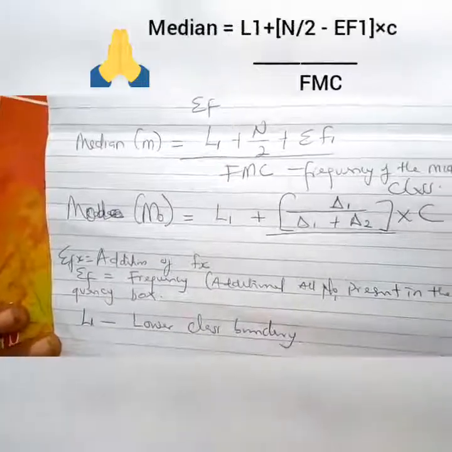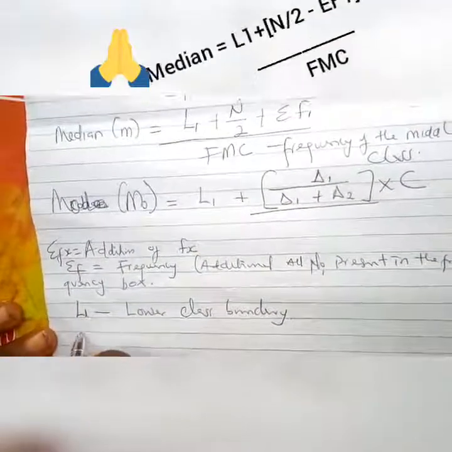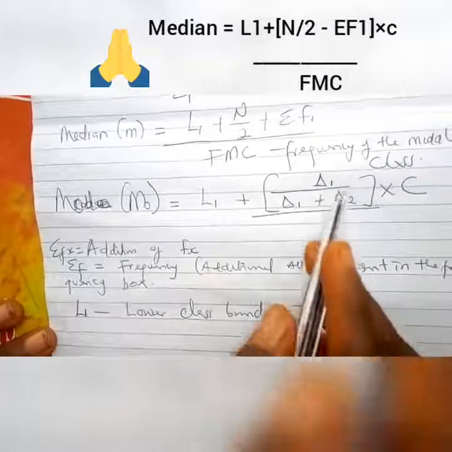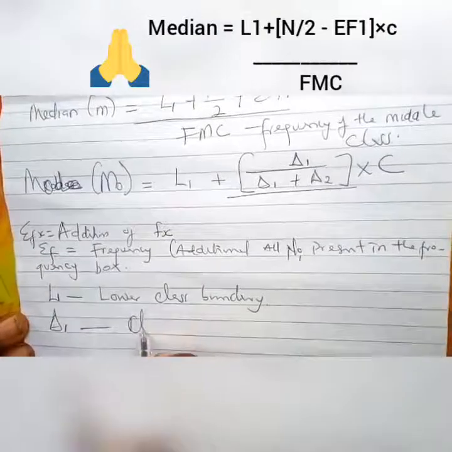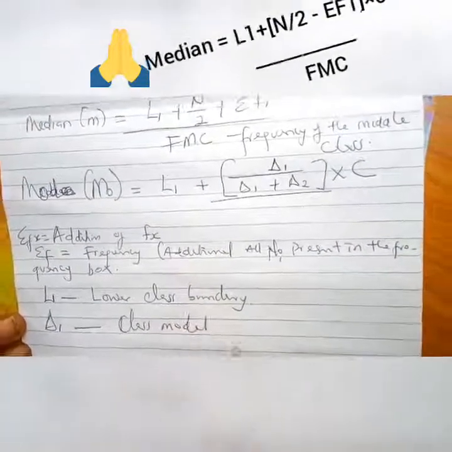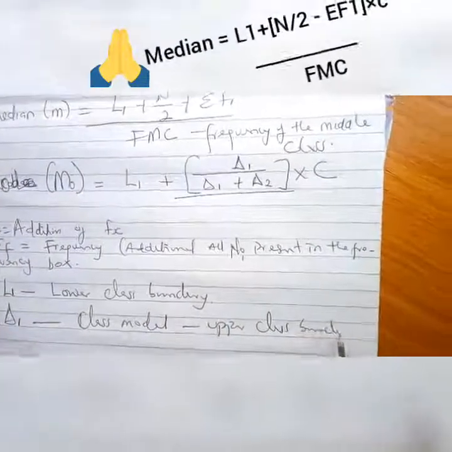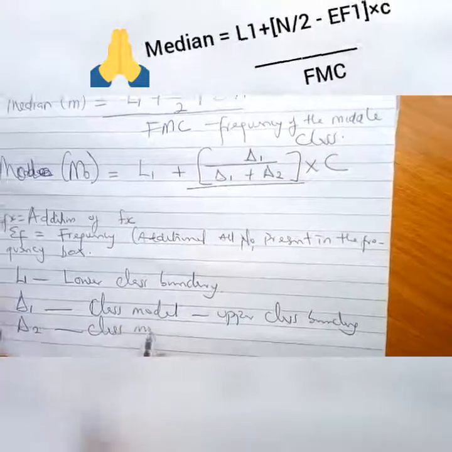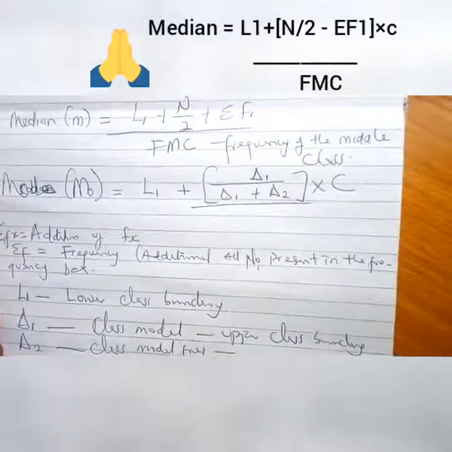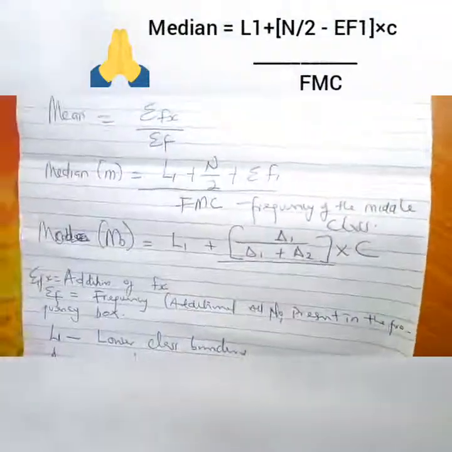So next to it is this L1, and L1 denotes the lower class boundary. Don't worry, we'll be treating that very soon once we are doing our calculations. So next to it is the change, which is the D1, and that is your class mode frequency minus the upper class boundary. The D2, that's your class mode frequency minus your lower class.